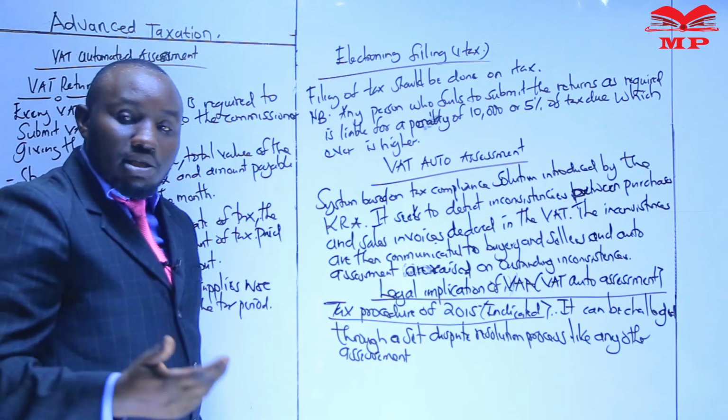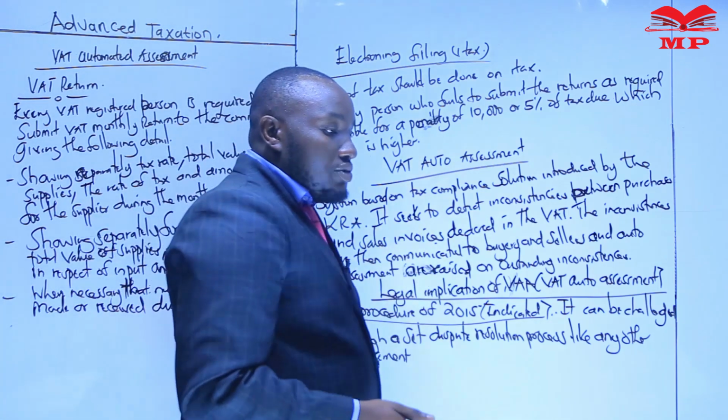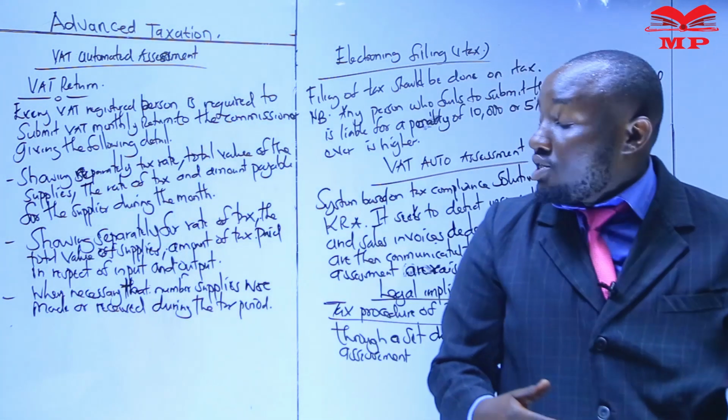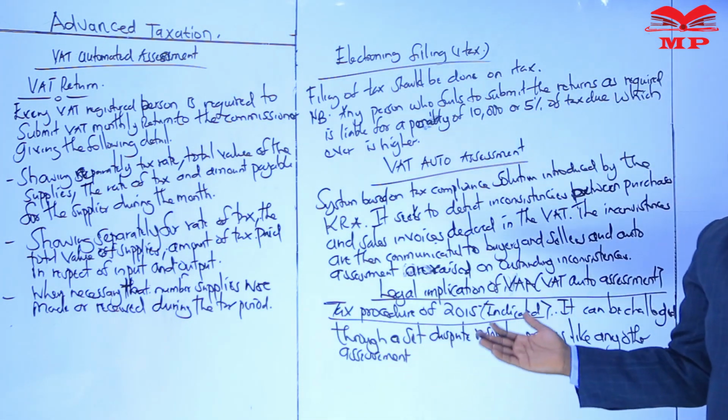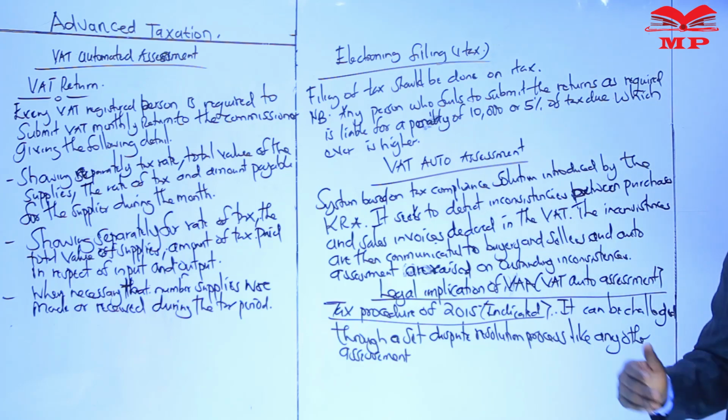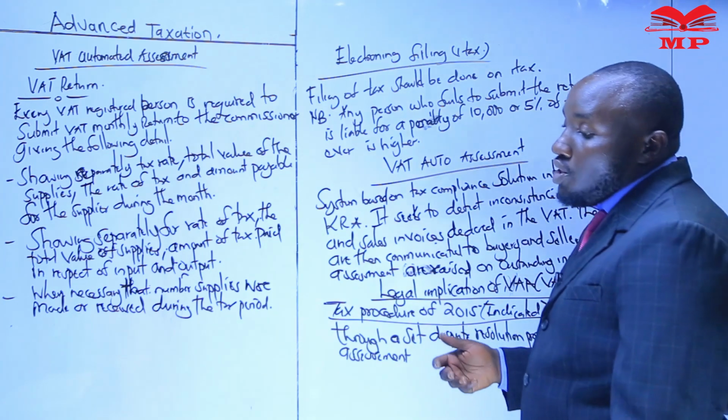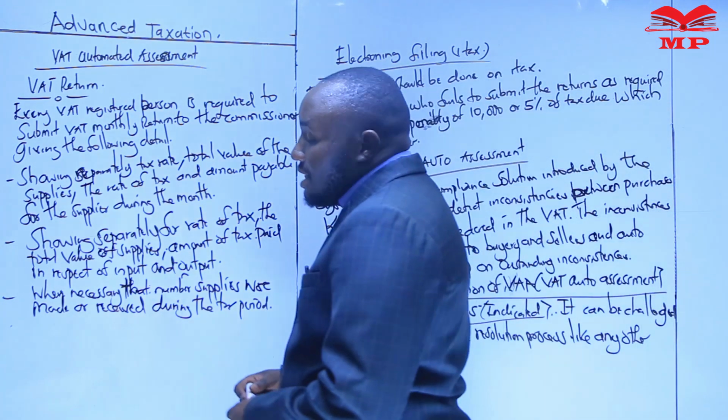Remember, when you talk about assessments in general, one of the avenues for challenging is through the Commissioner of Domestic Tax. We can also challenge the assessment through the tax tribunal, and through the courts. So how does the process work?